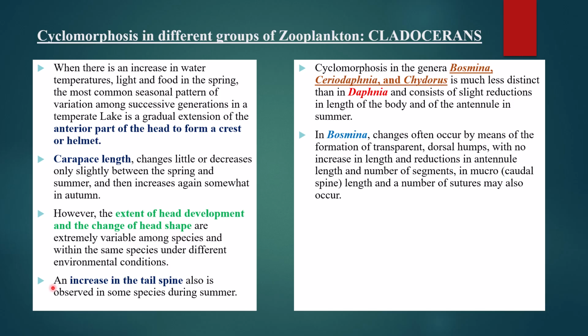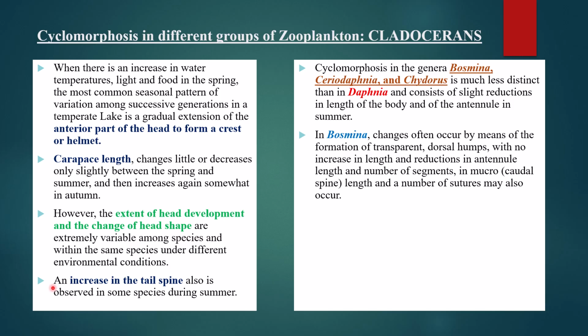स्प्रिंग से समर की तरफ जब जा रहे हैं तो कैरापेस का लेंथ या उसकी जो चेंजेस उसमें ज्यादा कुछ नहीं आती, remains almost the same. And then when it starts going towards the autumn it again changes or increases in size. So the extent of head development and change in the head shape are extremely variable among species and within the same species under different environmental conditions.